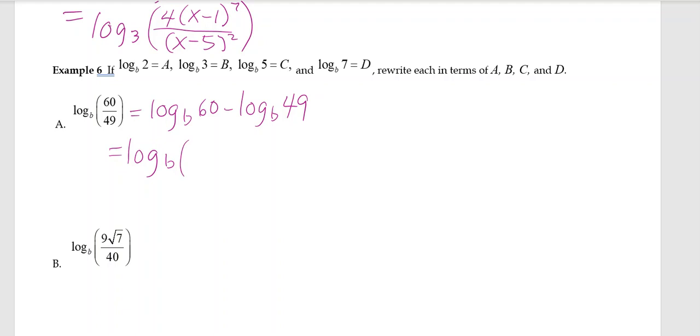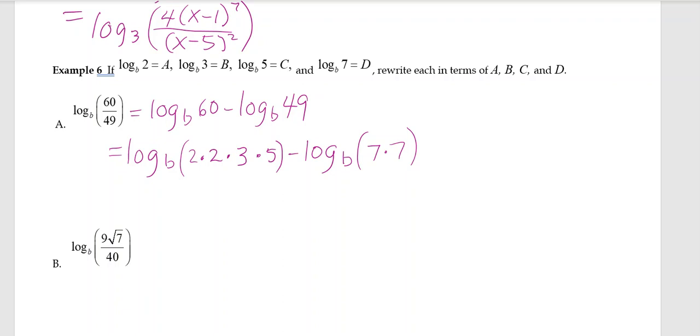Well, let's see. I can do 2 times 2 times 3. That's 6 times 2, 12 times 5, right? That's 60. 15 times 4, yep, that's 60. And this is minus log base b of 7 times 7. All right. So now what I've got to do is expand all this, right?